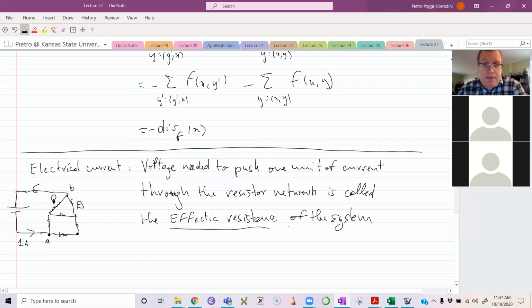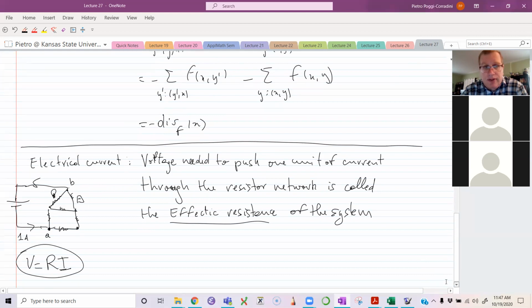All right, and well, why? Because the idea is, from high school, you remember formulas like V equals R I, right? So voltage equals resistance times current. The current is 1 here, so in this case, the voltage needed will be the resistance of the system. And this quantity is incredible in the sense that it tells you a lot about the graph itself.